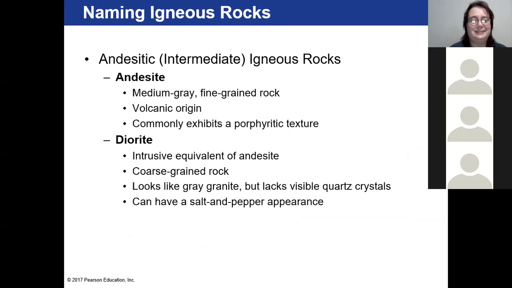Andesite is the fine-grained intermediate composition. It looks gray. Diorite is the coarse-grained, so that's intrusive, and it's got black and white crystals, or maybe some gray in there, but it looks like an Oreo cookie. So andesite is an extrusive rock.